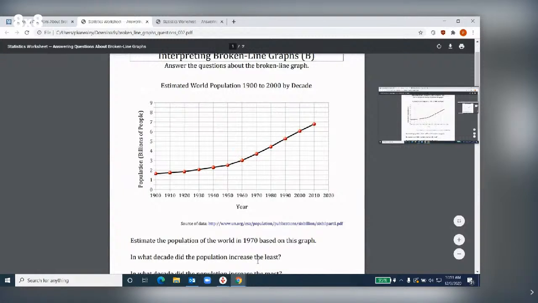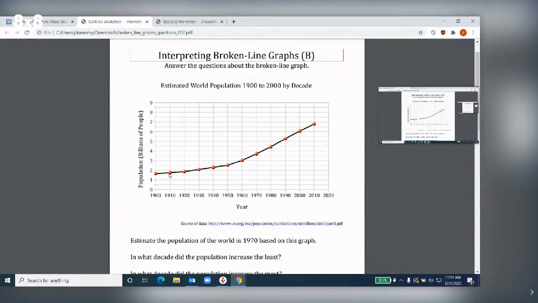And what decade did the population increase the least? So if you're just going dot to dot to dot, it's probably going to be early, obviously, from 1900 to 1910. It went from maybe 2 to 3, and then from 1910, it went from a little below 2 to just about 2. So I think between 1910 and 1920 you're going to see the smallest increase. Those dots are the closest together.